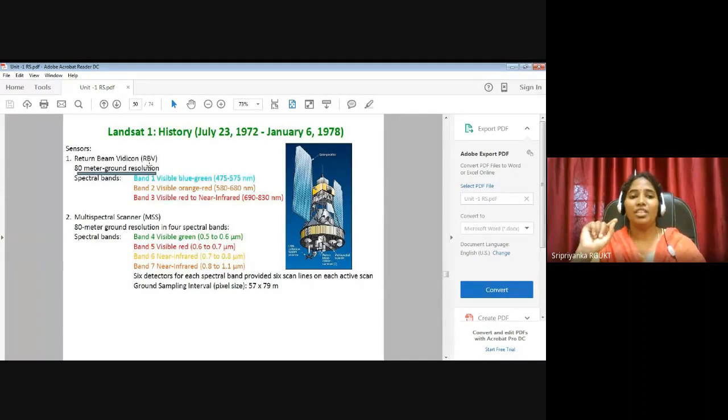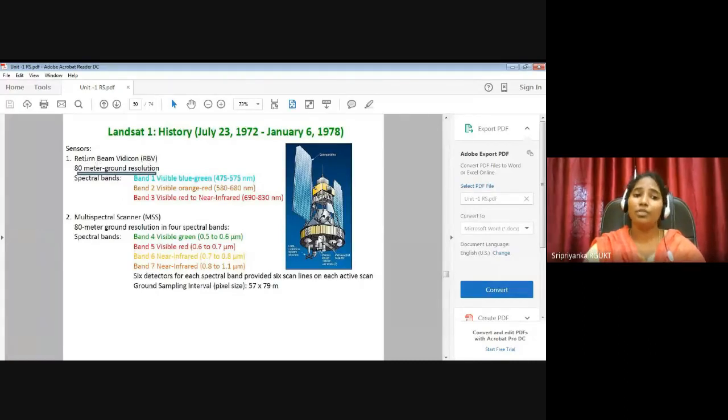If I say 80-meter resolution, it means that all the objects which have a distance between them greater than 80 meters will be clearly visible on my satellite image. Less than 80 meters, both of them show as a single object. So that's what is meant by 80-meter resolution. That is your spatial resolution.